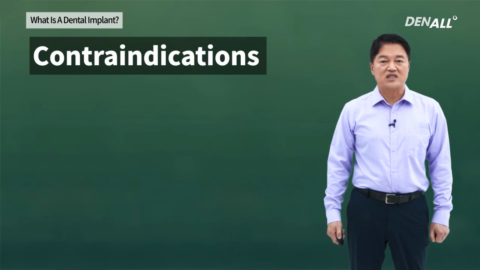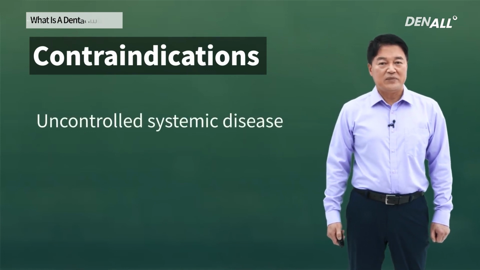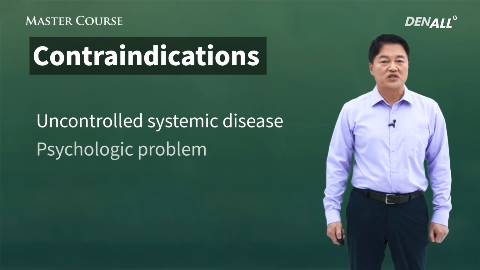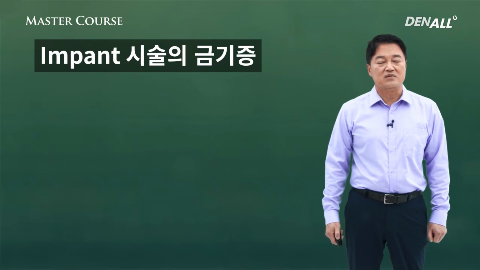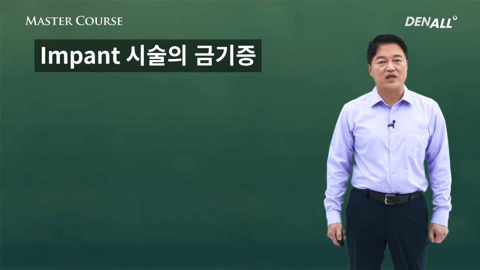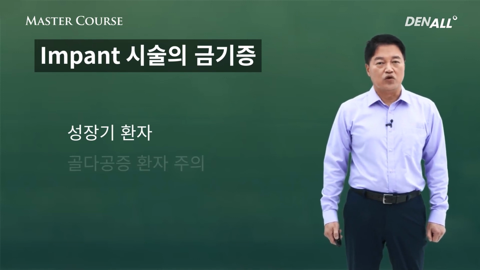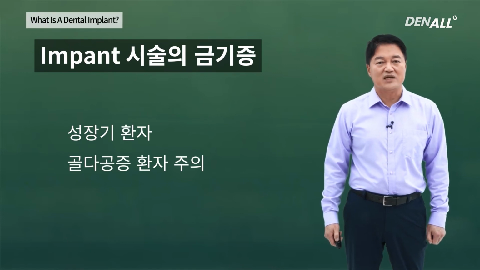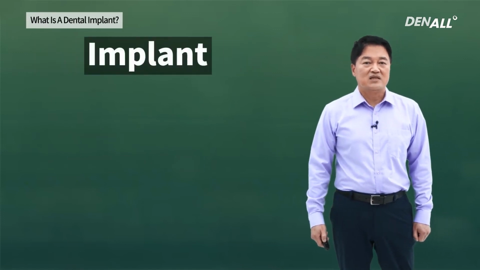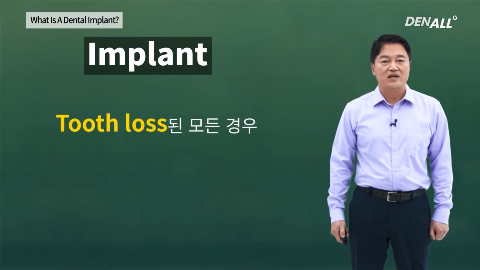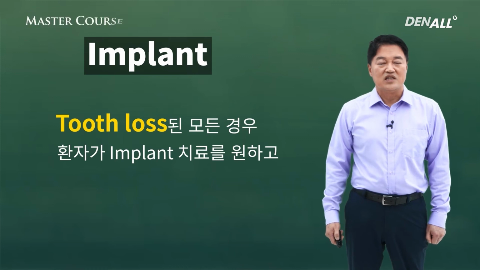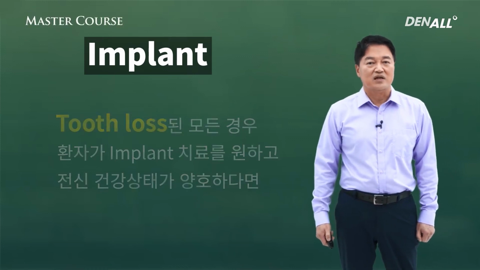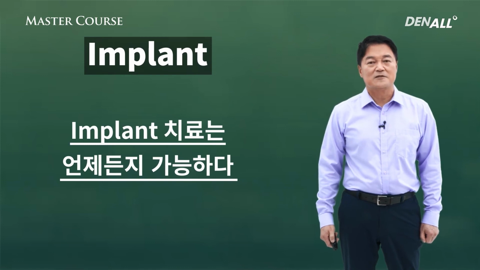Contraindication. It's the same with other dental surgery. If there's a systemic disease that cannot be controlled or if there are psychological issues, implant treatment cannot be provided. Unlike general surgery, implant is directly related with bone, so implant treatment cannot be provided to growing patients. Also, special care needs to be paid for osteoporosis patients. Implant treatment can be provided in cases where teeth are missing, and if the patient wants it and if systemic health is favorable, such treatment can be provided.